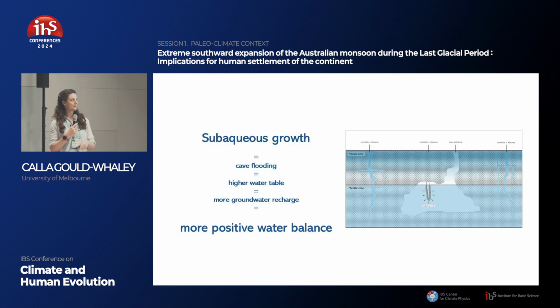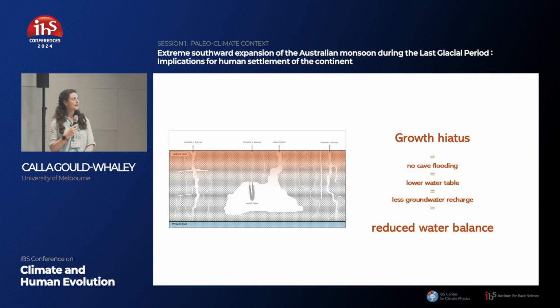So when we see subaqueous speleothem growth, we know this is evidence that there was cave flooding at the time because of a higher groundwater table, because of more groundwater recharge. So essentially subaqueous speleothem growth we can interpret as evidence of a more positive water balance. And then when we see a hiatus in subaqueous speleothem growth, we know that there was no cave flooding because there was a lower water table and less groundwater recharge. So when we see a hiatus, it's evidence of a reduced water balance.